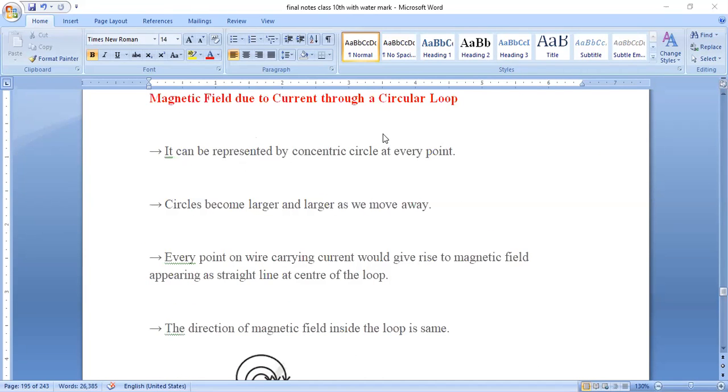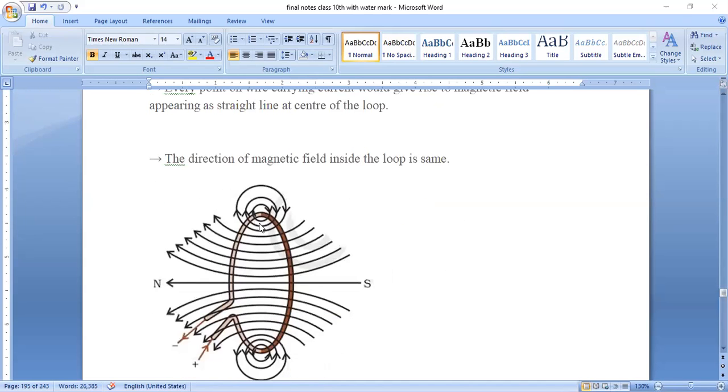So it can be represented by concentric circles at every point. See, at this point, see, this is the circular loop. So I will ask you to show the field at this point A. See, this is the point A. You should show me the field at point A. Point B, you should show me the field. Point C, you should show me the field here.